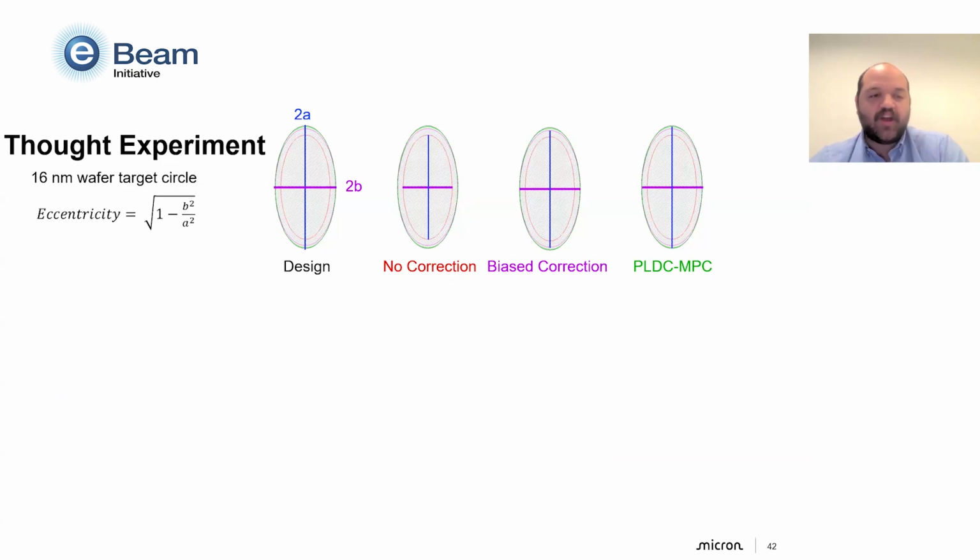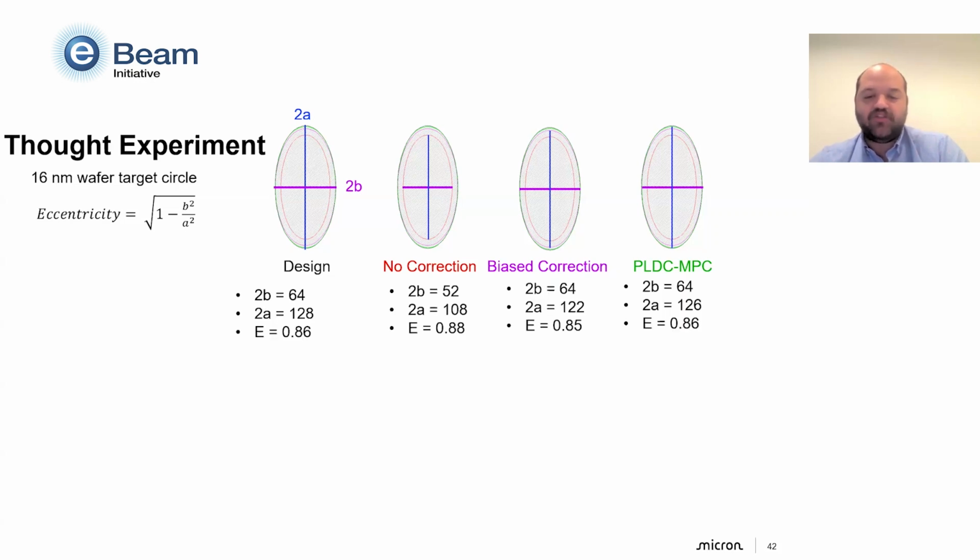I'd like to talk about eccentricity a little bit. How much does that loss of edge matter? If you look geometrically, does it matter at all? So the eccentricity of all of these ovals look roughly similar. For the design, you have an eccentricity of 0.86. For no correction, it's 0.88. And PLDC is 0.86 as well. So these all seem very close to the design.